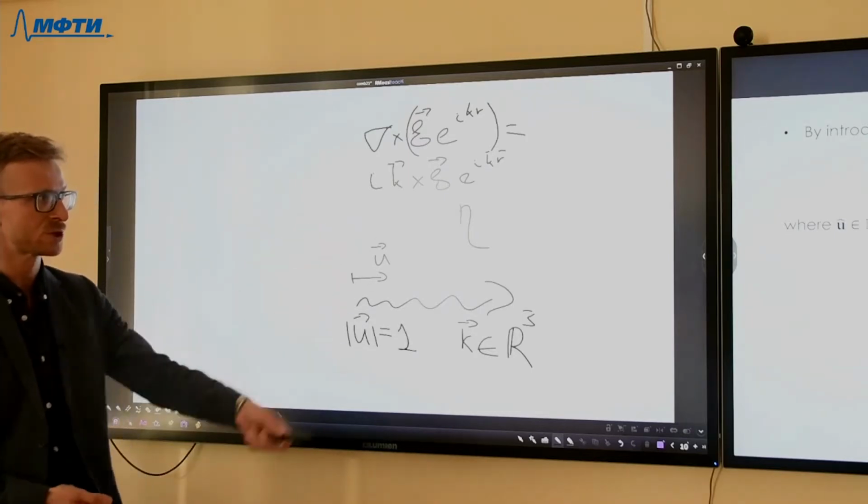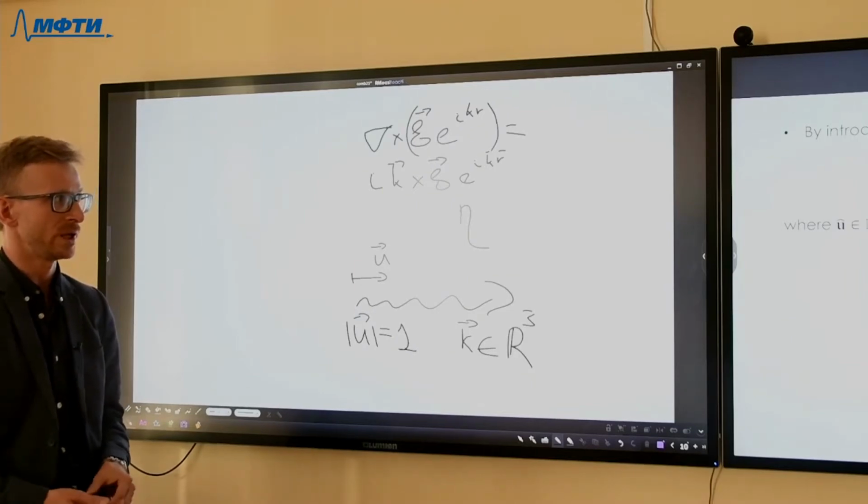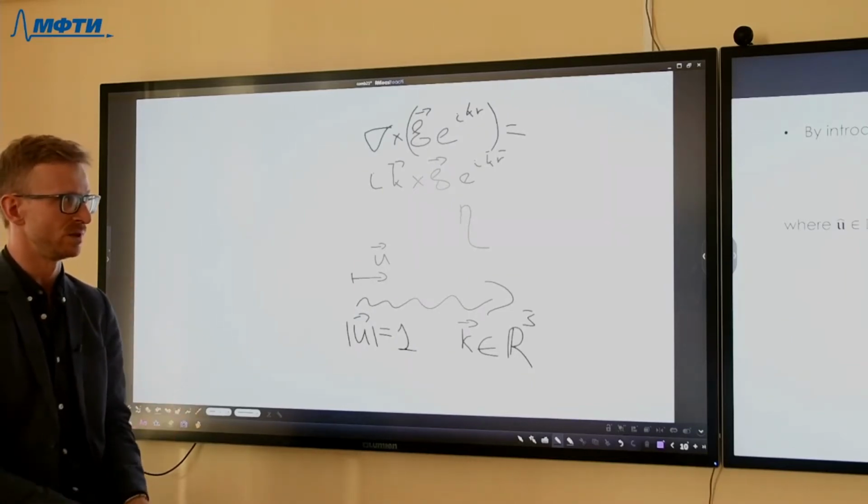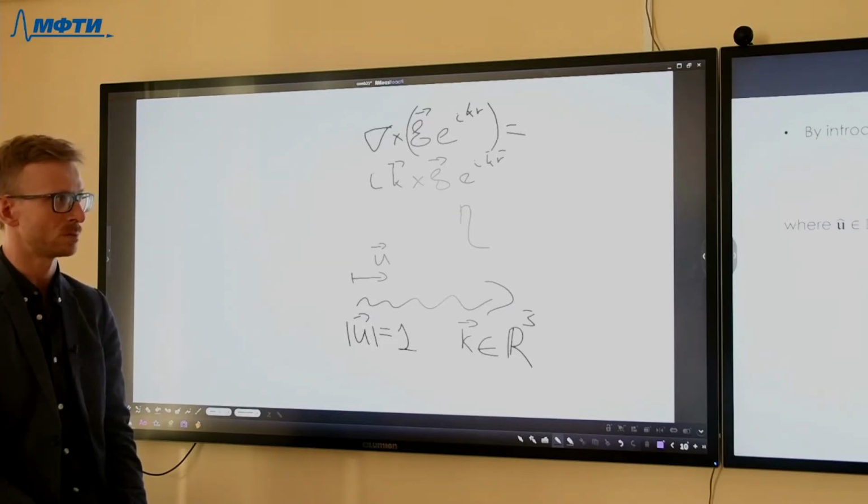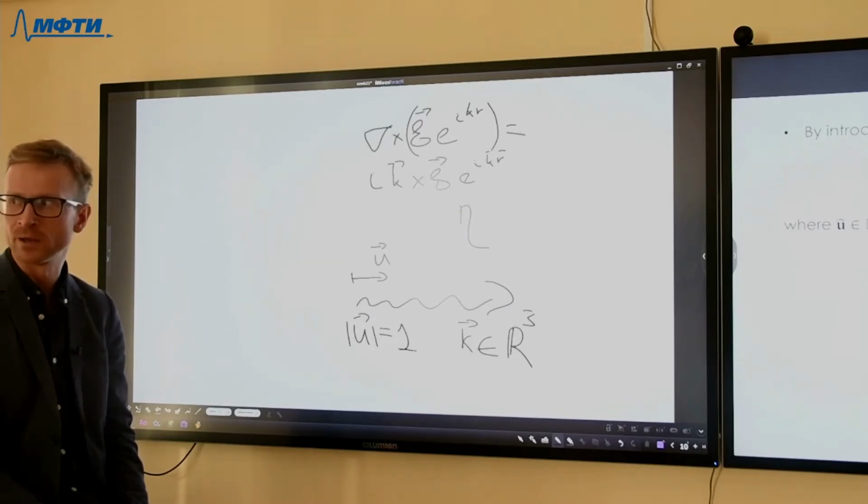From this expression, you can also relate the electric field to the magnetic field. And if you look carefully at this expression, you can recognize that the three vectors that enter this expression form what's called a right-handed vector triplet.